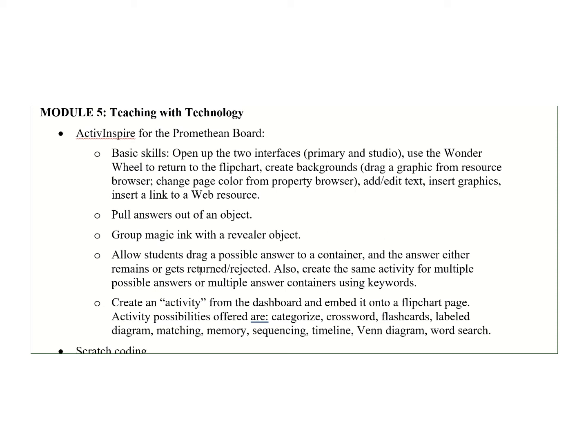We created a situation where students could drag a possible right answer or wrong answer to a container. The right answers would stay in, the wrong answers would be rejected. We did that with one correct answer, and we did the same kind of activity with multiple correct answers and then even multiple containers. We also looked at creating an activity, what's called an activity, in the latest version of the software. Right from the dashboard, you can select an activity such as crossword or flashcards or Venn diagrams and so on, and you can embed them right onto a flip chart page.